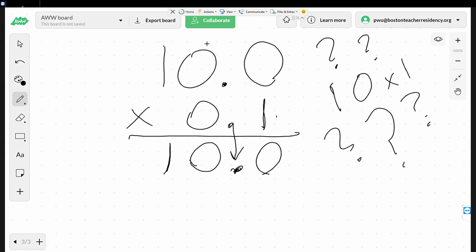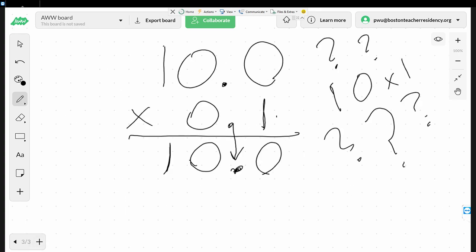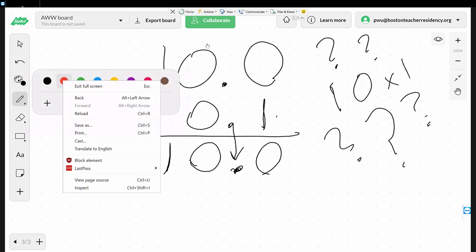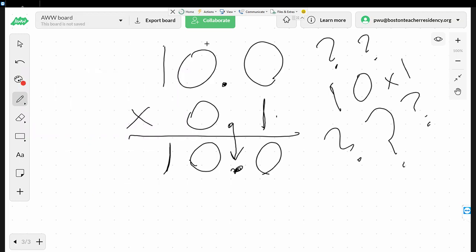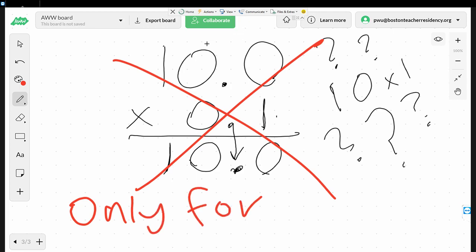So, we know that 10 times 1 is 10. 1/10 makes 10. Does it make any sense for 10 times 1/10 to make 10? No, we already did the fraction version of it and got that it's supposed to be 1. So clearly, there's something wrong with what we're doing here. So when you think, oh, we're working with decimals, I got to line up my decimals, think again. This only works for addition and subtraction.